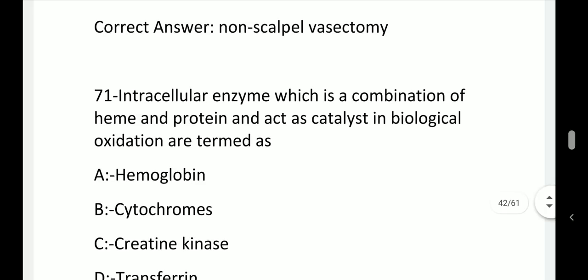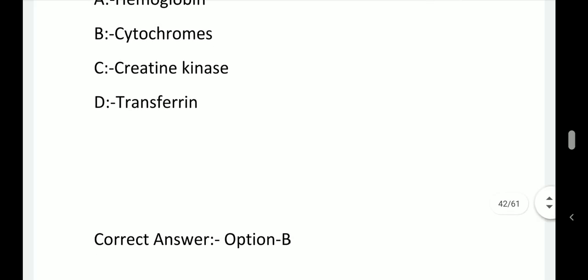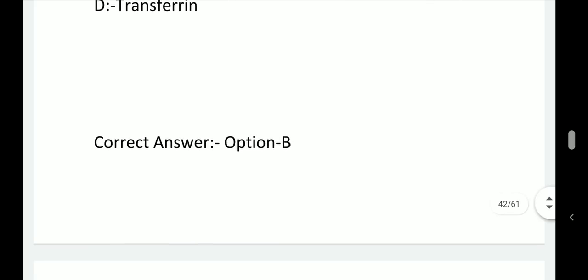Question number 71. Intracellular enzyme, which is a combination of heme and protein and acts as catalyst in biological oxidation, are termed as. Option A, hemoglobin. Option B, cytochromes. Option C, creatine kinase. Option D, transferrin. Answer is option B, cytochromes.